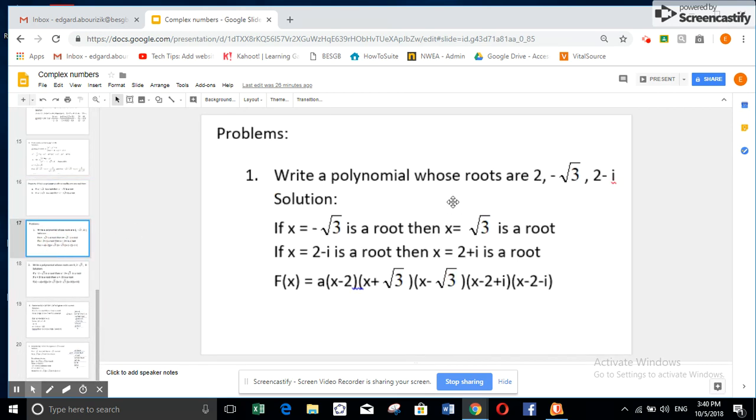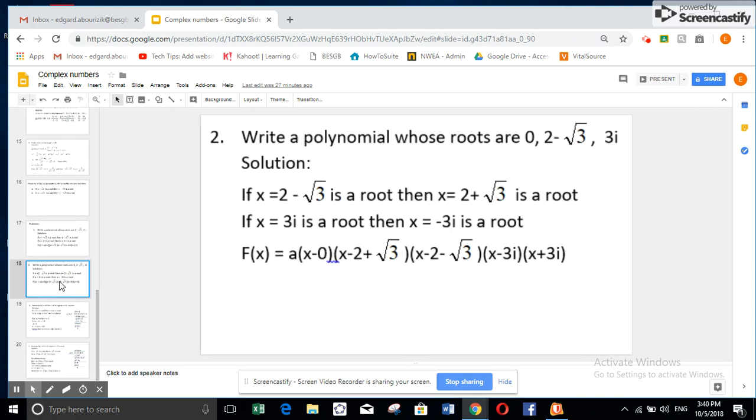Suppose I ask you to write a polynomial whose roots are 2, minus radical 3, and 2 minus i. First of all, if x equals 2 is a root, it's obligatory, so the factor will be x minus 2. But if minus radical 3 is a root, its conjugate must also be a root. So I have here two factors, x plus radical 3 and x minus radical 3. If x equals 2 minus i is also a root of that polynomial, 100% we must have its conjugate 2 plus i. So you're going to get x minus 2 plus i as a factor, and x minus 2 minus i is a factor.